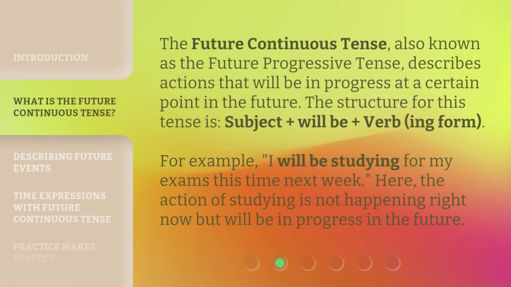The future continuous tense, also known as the future progressive tense, describes actions that will be in progress at a certain point in the future. The structure for this tense is subject plus will be plus verb, ing form. For example, I will be studying for my exams this time next week. Here, the action of studying is not happening right now but will be in progress in the future.